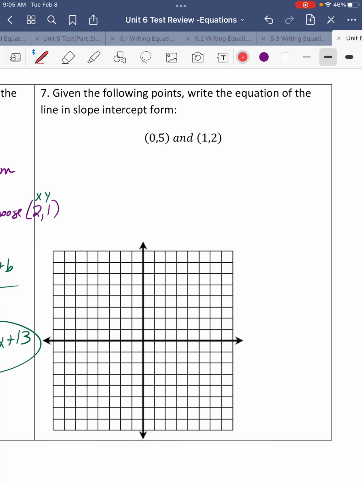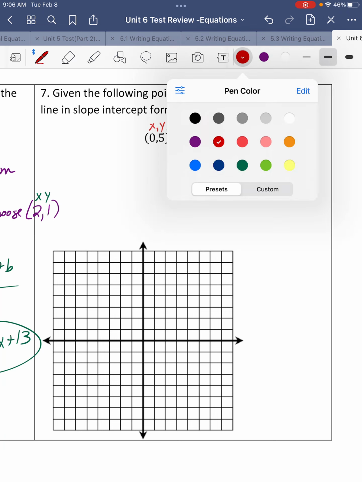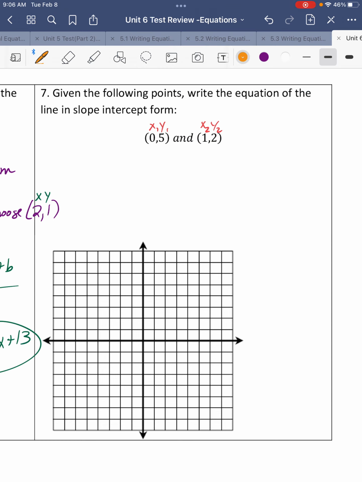All right, following the points, write the equation again. So I'm going to do this algebraically, so xy, xy. What's my first coordinate? What's my second coordinate? It doesn't matter which one you choose for each. We then have y2 minus y1, so we're going to find slope first, so it's 2 minus 5. So the y's, subtract the y's, and then subtract the x's. 2 minus 5 is -3 over 1, which is -3.